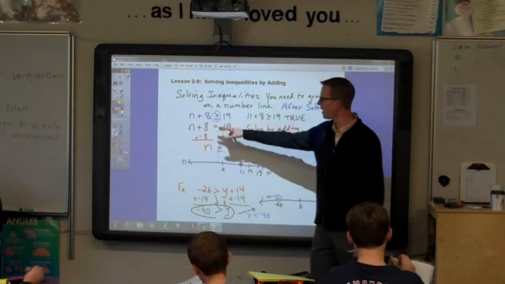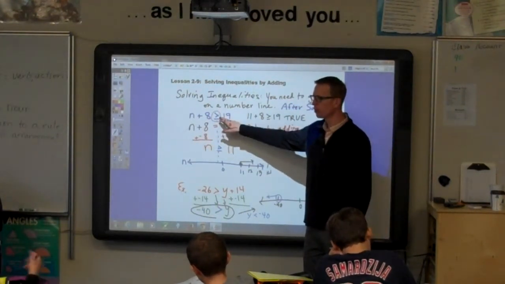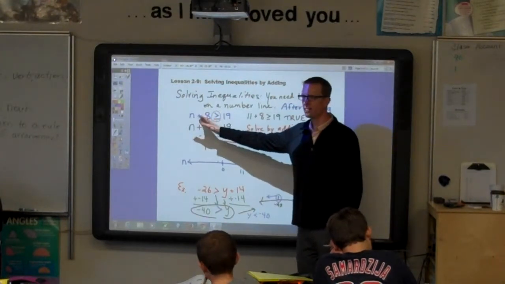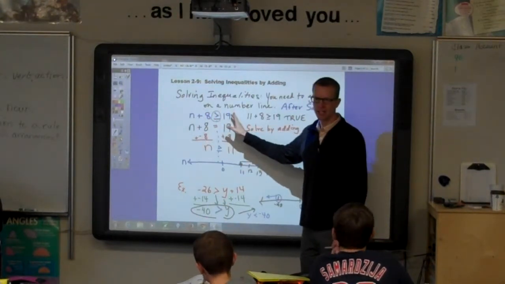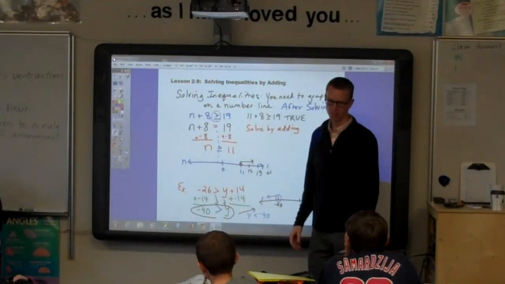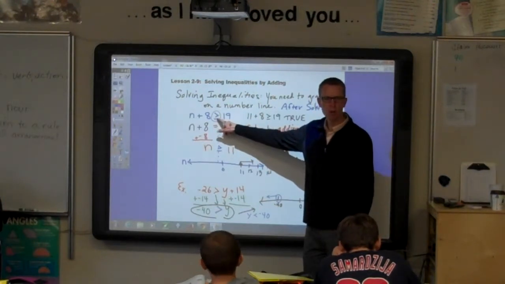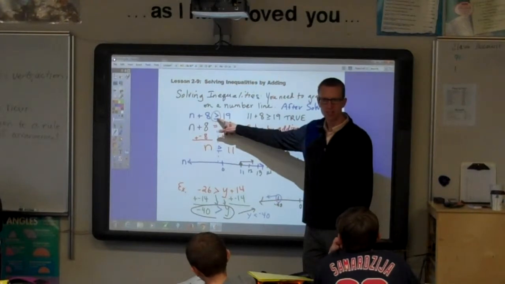Now, this equation is very similar. The only difference is this symbol says that this side is greater than or equal to 19. It's not equal to, but it could be equal to. They just replaced the equal sign with an inequality sign. That's the only difference. Okay?